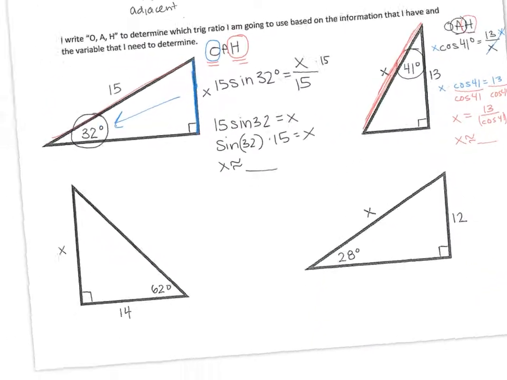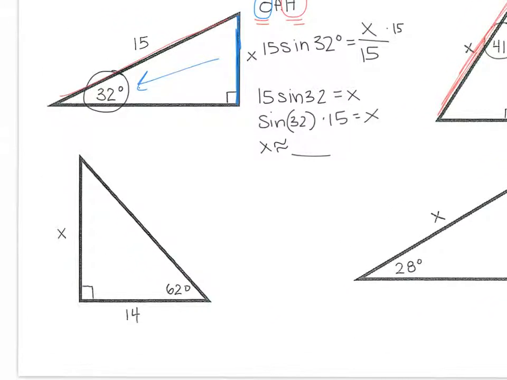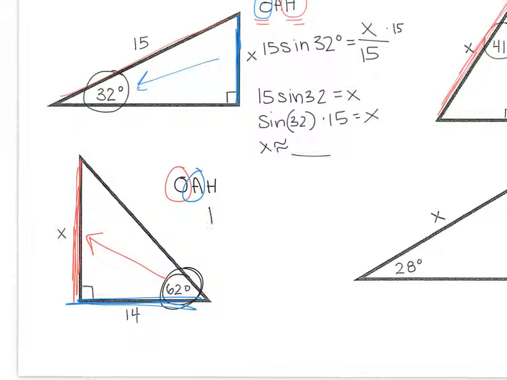Okay, the next one, I'm going to write OAH again. This time I have this angle, 62 degrees. So X, what I want to find, is opposite of 62 degrees. 14, what I'm given, is adjacent. So the trig ratio that uses O and A is tangent. So I do the tangent of 62 degrees equals opposite, which is X, divided by adjacent, which is 14.